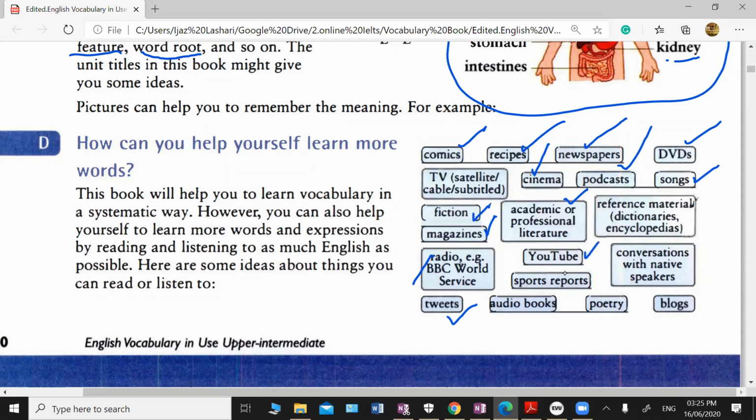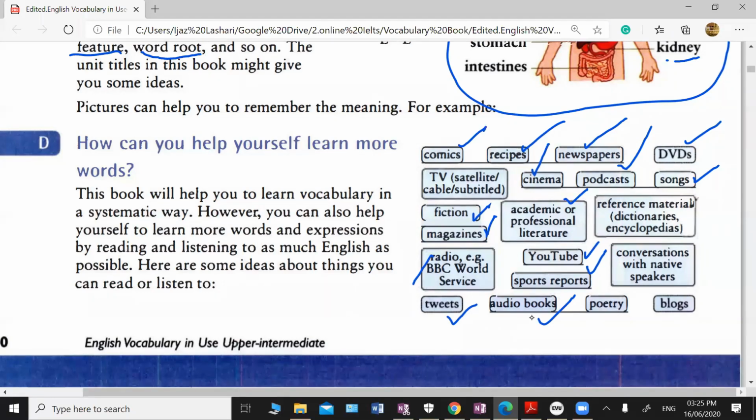Academic or professional literature: you can read some articles or professional literature books. YouTube is a great source. I watch it almost every day. I get so many ideas about different things. Kids watch it for art and craft, for English, and I'm sure you all are using it for different purposes. Sports reports: if you love sports, you can watch reports. You can listen to audiobooks. These days there is a world famous app called Audible. You can subscribe to that and listen to audiobooks, right? And there are so many other audio sources.